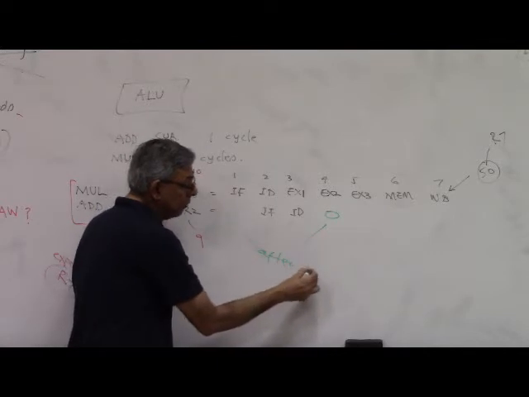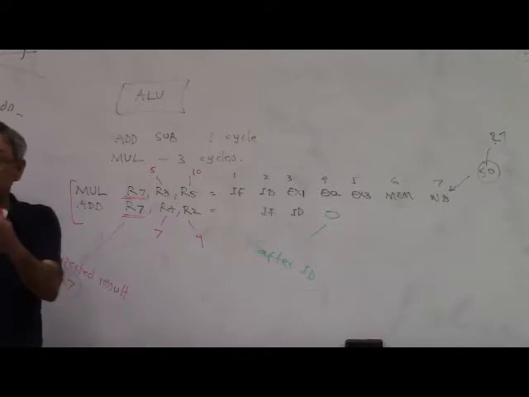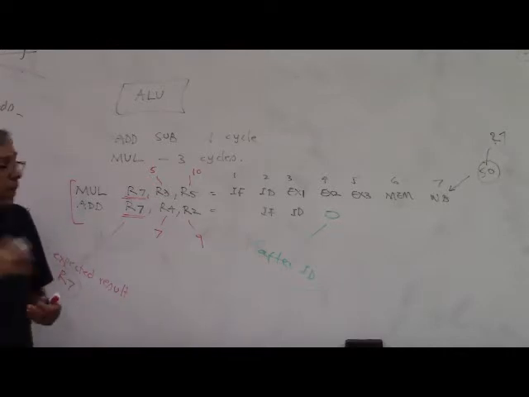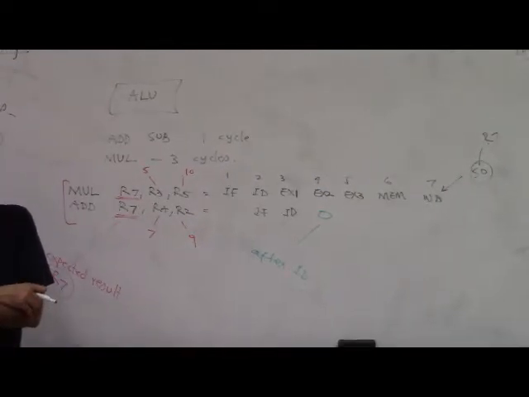ID, because before ID we have no idea what the instruction is. Once we bring it into the IR register, we can examine the opcode, and then we can know if there's a data dependency or not. So stalls always occur after the ID.